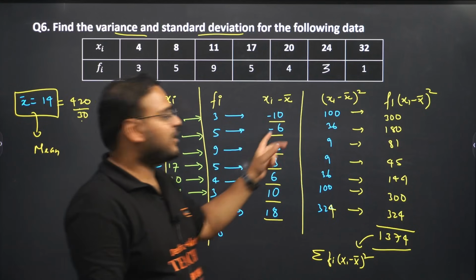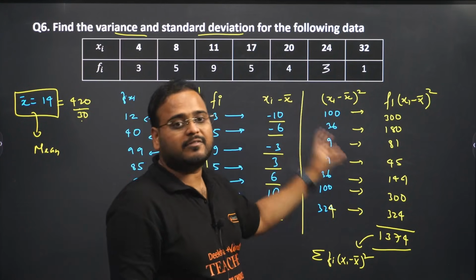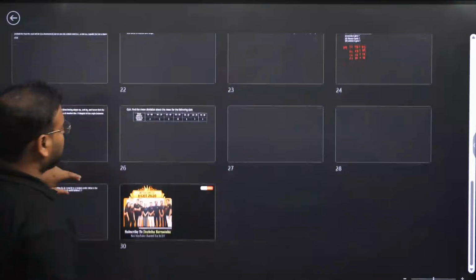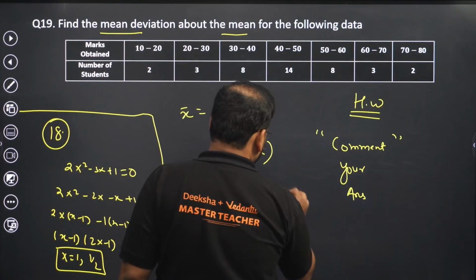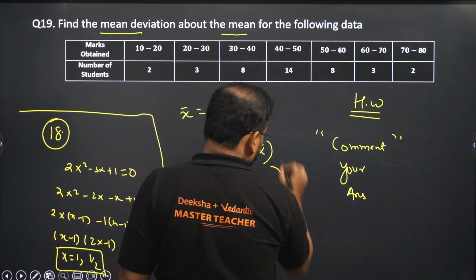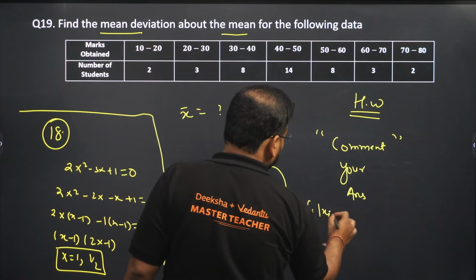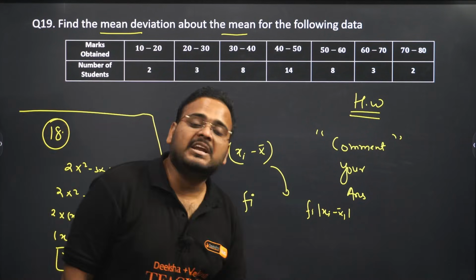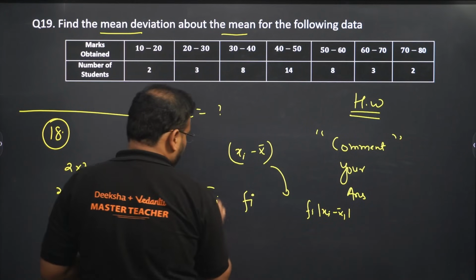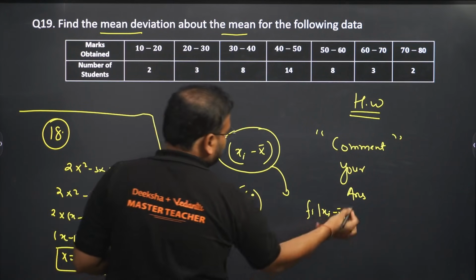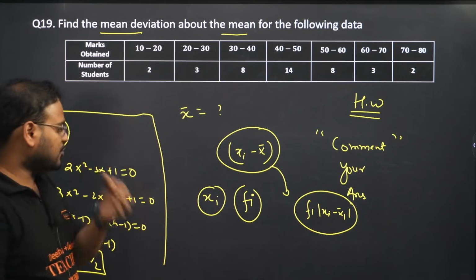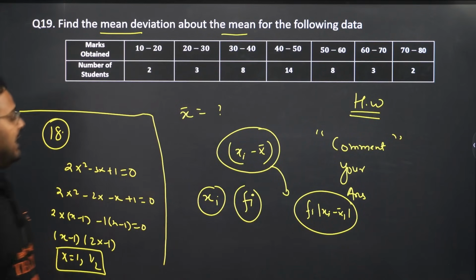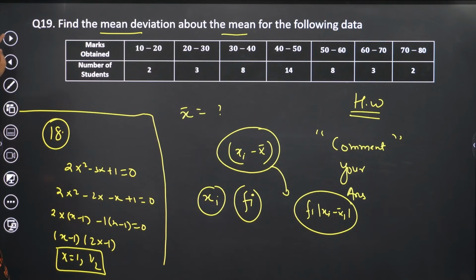Got it? In this case, after this you have to find f times of mod of xi minus x bar. In this case, you found the whole square, but over here, you'll find modulus of this. So fi times of mod of xi minus x bar. And that divided by the frequency will give you mean deviation across the mean. So this is your column number 1, column number 2, column number 3, and column number 4. Now what is the answer going to be? Sigma fi mod of xi minus x bar upon sigma fi, basically n. That's your answer. Let me know your answer in the comment section.